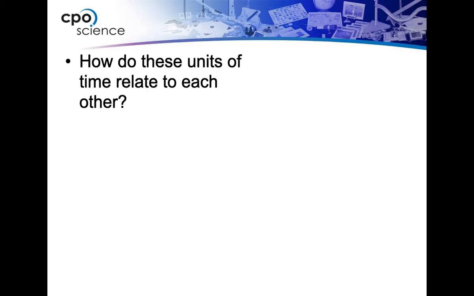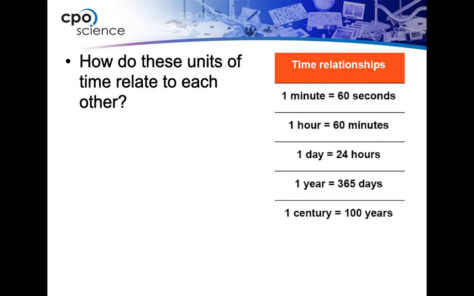So how do each of these units relate to each other? We should know these relationships. There's 60 seconds in a minute, 60 minutes an hour, and going on there. Those are things that we should have memorized, because even though we measure a time in a certain unit, sometimes we're asked, what is that in hours? What is that in days? So sometimes those can change.